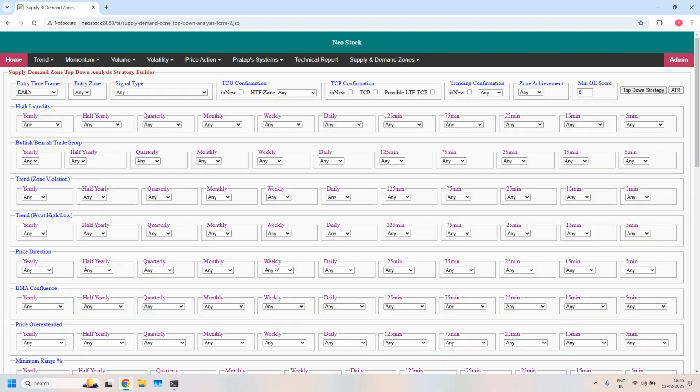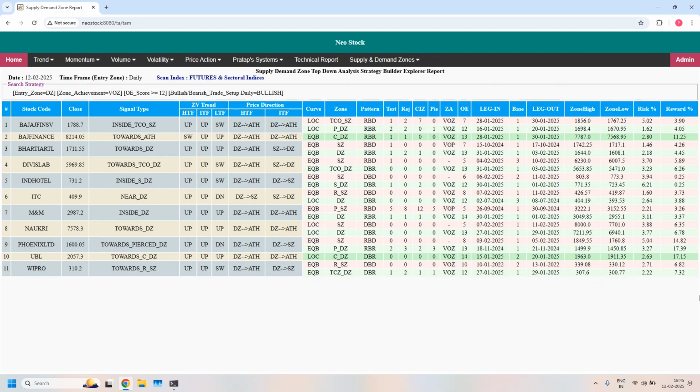Starting with monthly income trade bullish trade setup, entry time frame daily, entry zone demand zone. Bullish or bearish trade setup at entry time frame daily. I am selecting bullish, and for this daily demand zone we should set filters. First one is zone achievement violated opposing zone, minimum odd and enhanced score is 12. With these filters we got 11 stocks.